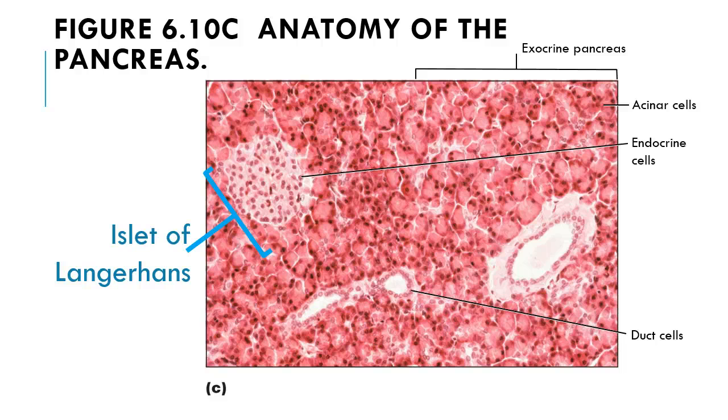The exocrine producing cells are referred to as the acinar cells. Does anybody know what they make? Acinar cells, what do they produce? Kind of. You had nutrition?